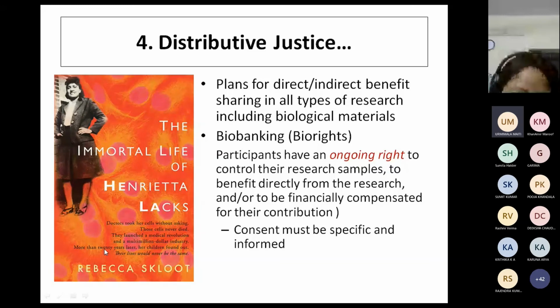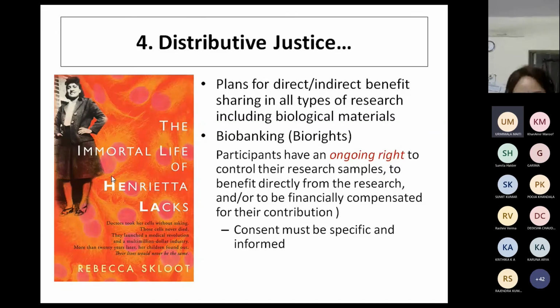This is a very nice book, The Immortal Life of Henrietta Lacks. If you've heard about the HeLa cell lines, you will know that this patient's cell lines were used for a long time, and many companies benefited a lot, but the patient's family came to know about 20 years later, and did not benefit from this. Okay, so this was against ethical principles.